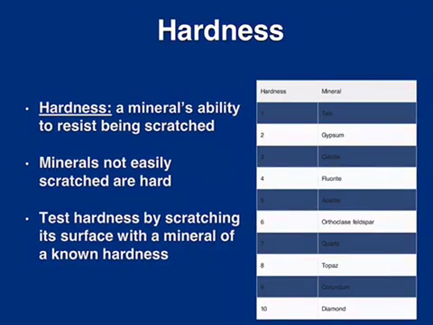Hardness is the mineral's ability to resist being scratched. Minerals that are not easily scratched are called hard minerals. Minerals that are easily scratched are soft. To test the hardness by scratching, you can either take a known mineral to your unknown mineral and try to scratch it, or you can scratch your unknown mineral on a known mineral. And remember from the last video, we have this hardness scale called the Mohs hardness scale.